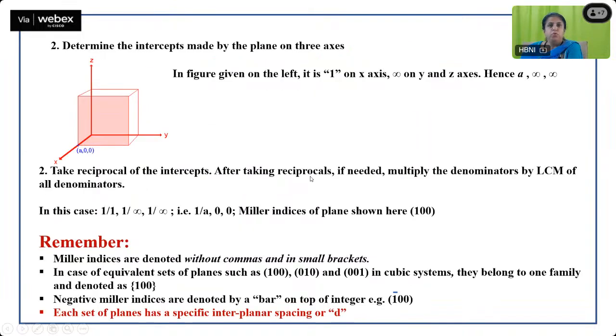Now, what you do next is you take the reciprocal of these intercepts, which will be 1 by 1, 1 by infinity, and 1 by infinity, which will make it 1, 0, 0. Okay. So the Miller indices of the plane shown here is 1, 0, 0.